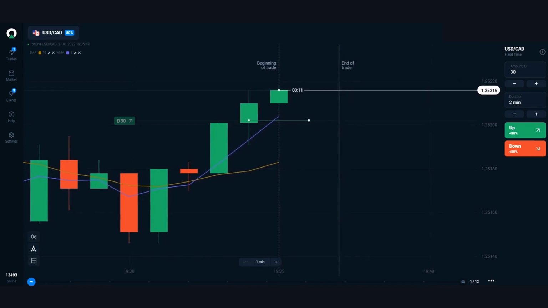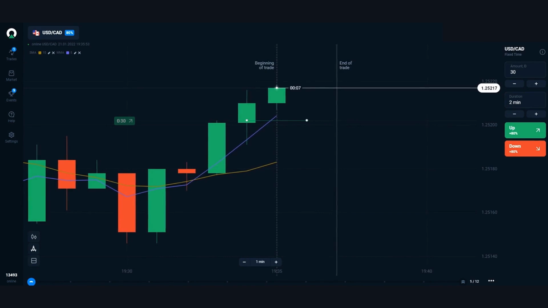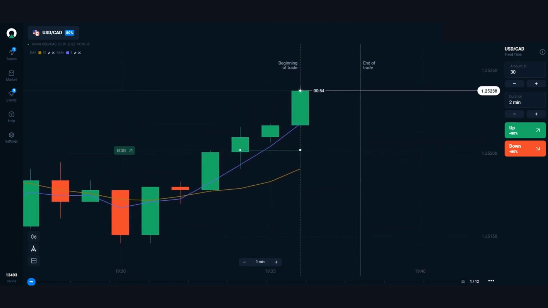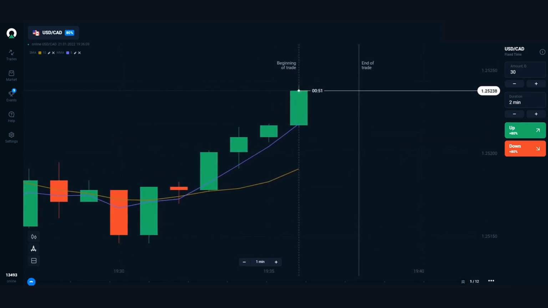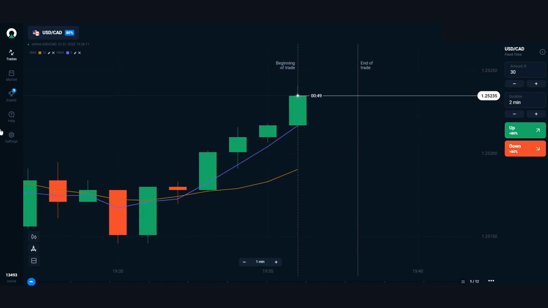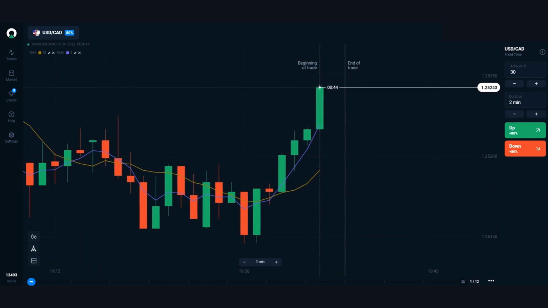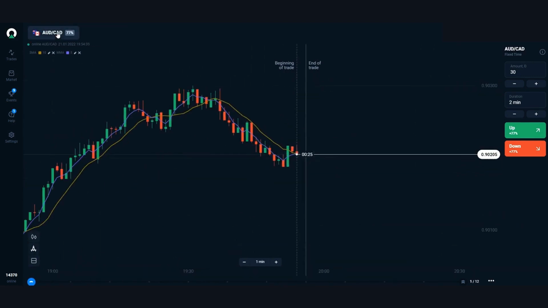Look at the chart now. After we entered the trade, the market moved strongly in a bullish direction. The price is following our analysis perfectly. We have won this trade. This is why understanding price action is so important. Instead of just relying on indicators, we also need to read the market structure and candle patterns.